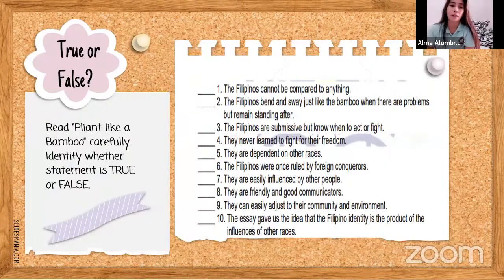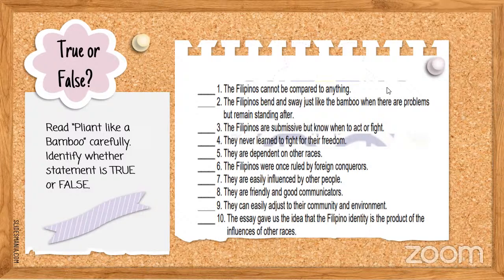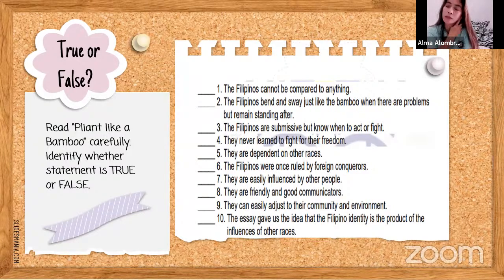All right. So to test your understanding of the text that you have read, Pliant Like a Bamboo, let's answer true or false. Each statement, whether you can recall if this statement is true or false. Number one. Yes, report. Number one, Filipinos cannot be compared to anything. False. Okay, why? Why do you say it's false?